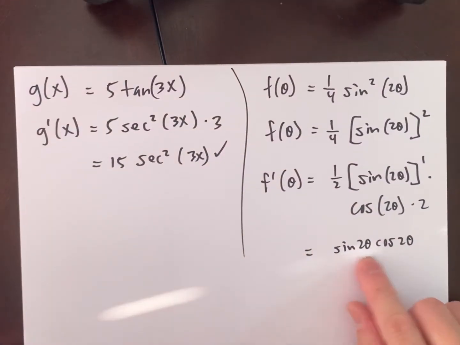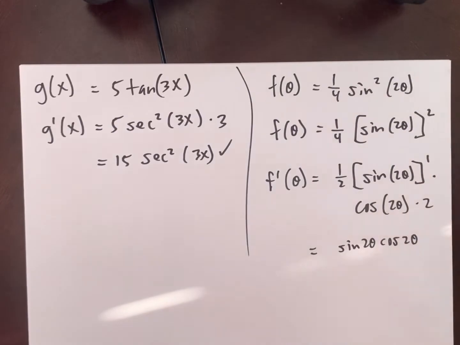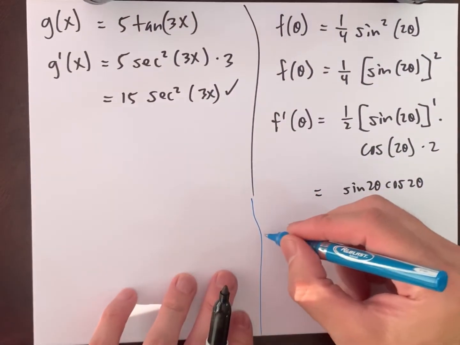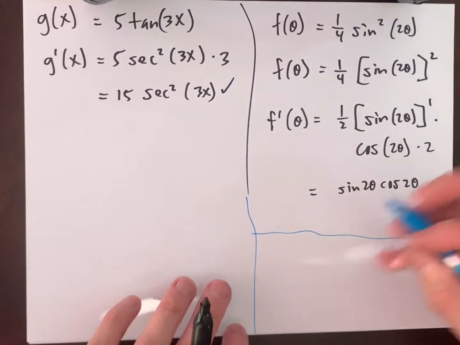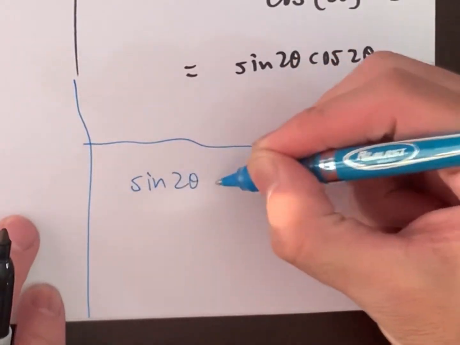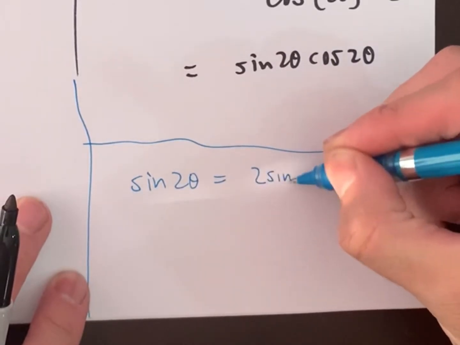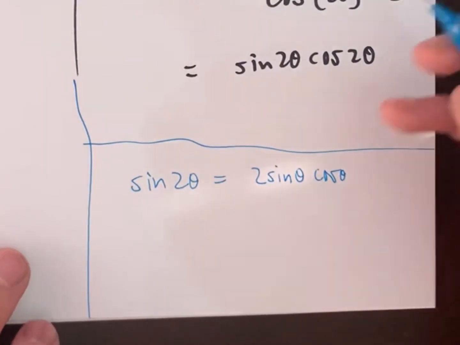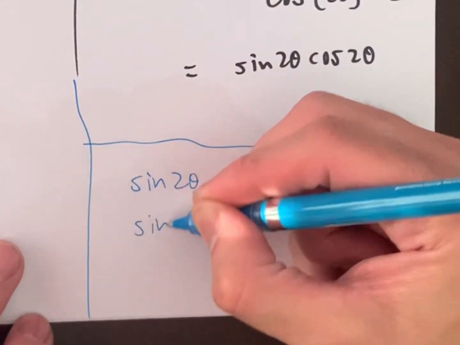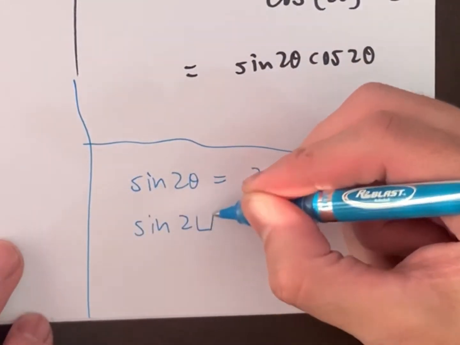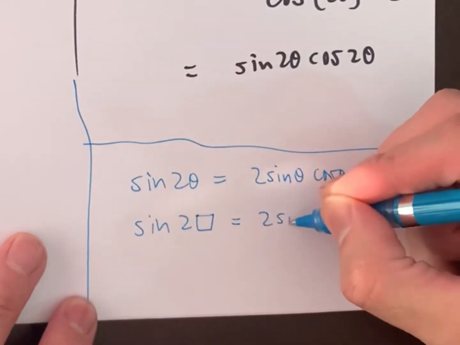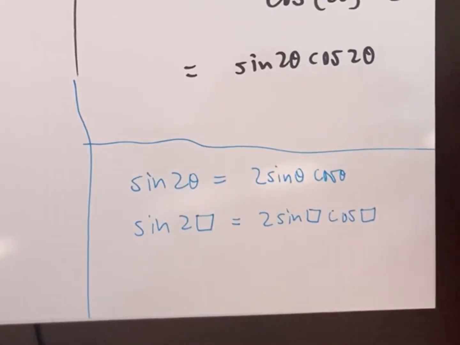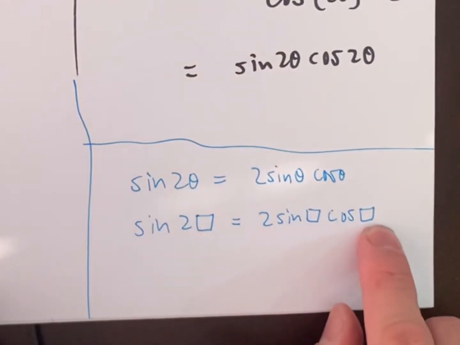And I know that, look, this is correct, but that's not how they have it. Let me show you what they did. So let me just do some scratch work down here. Remember from honors pre-calc that sine of 2 theta equals 2 sine theta cosine theta. Now let me write this a different way. Let me write this as sine 2 box equals 2 sine box cosine box, so that whatever is in the box goes here, here, and there.